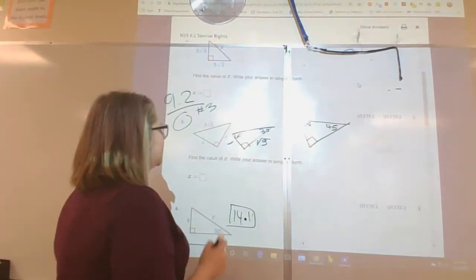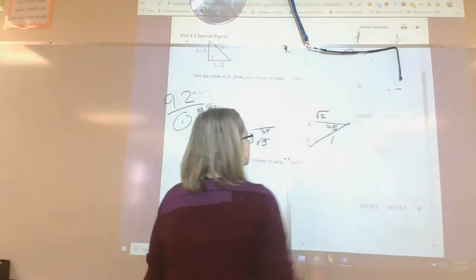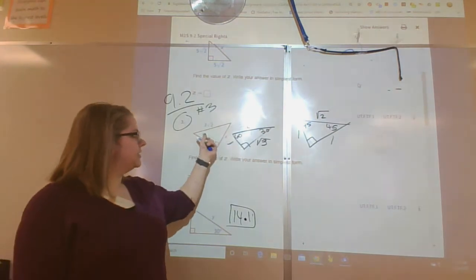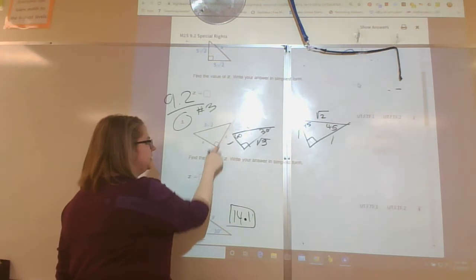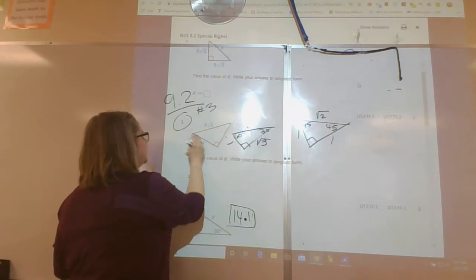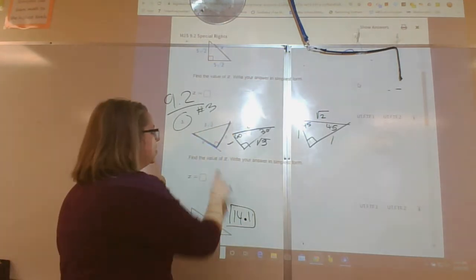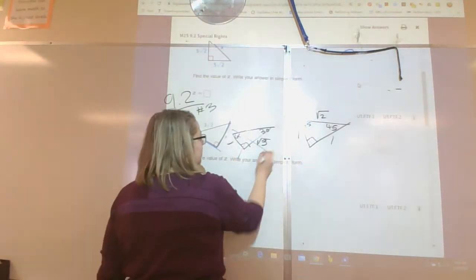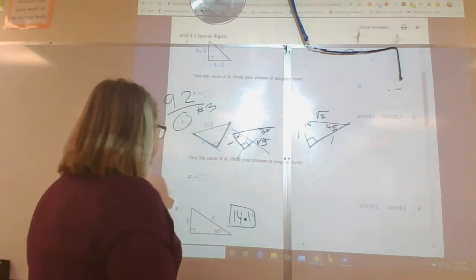Okay, and then here my side lengths are 1, 1, and my hypotenuse is the square root of 2. Okay, so now we're going to decide which one of these we should use. It didn't give me degrees here, but look, this side and this side are both x, so that means that they're the same. This one doesn't have any side lengths the same, so we're not going to use it. But this one has two side lengths the same, so I can use that. So that's what we're going to do.